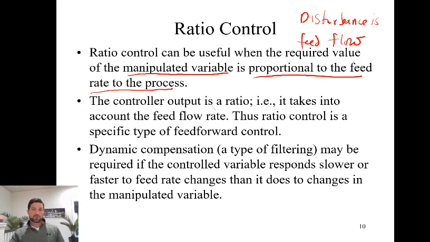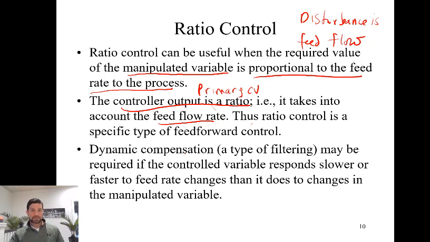A ratio controller is going to work similar to cascade control, in that the controller output of the primary loop, so this is going to be the primary CV control loop, is going to output a ratio. And this ratio controller is going to take the ratio and the measurement of the feed flow rate, and it's going to tell the manipulated variable to change accordingly. So a ratio controller is a specific type of feed forward.